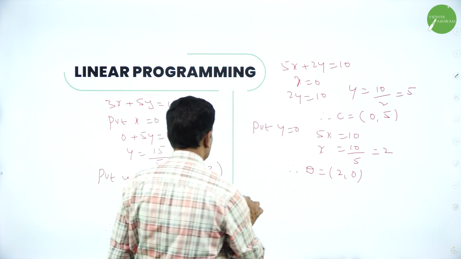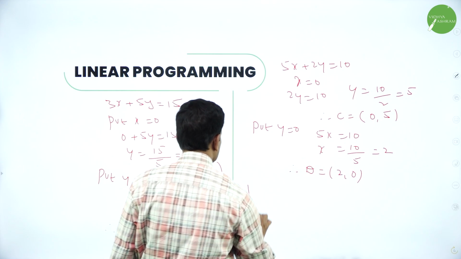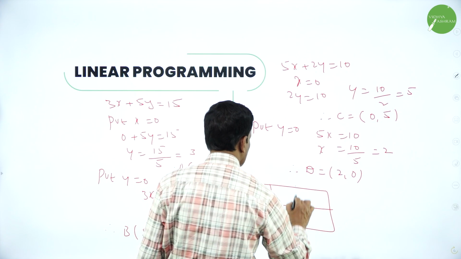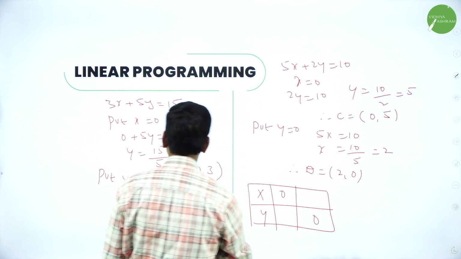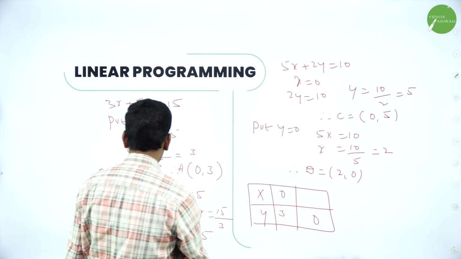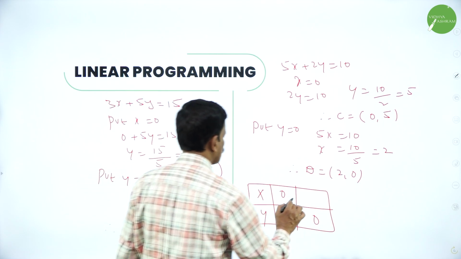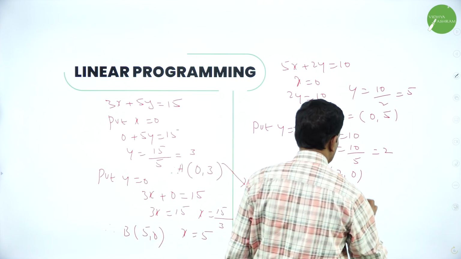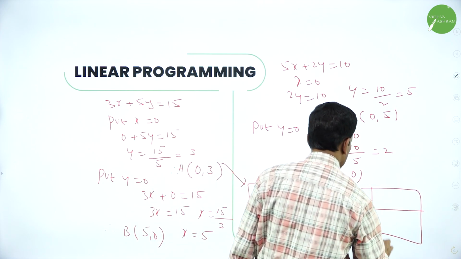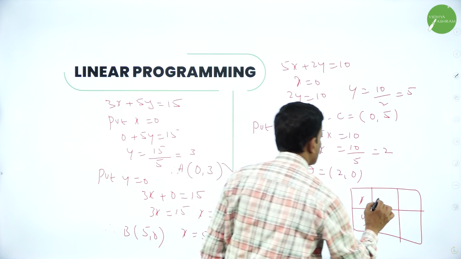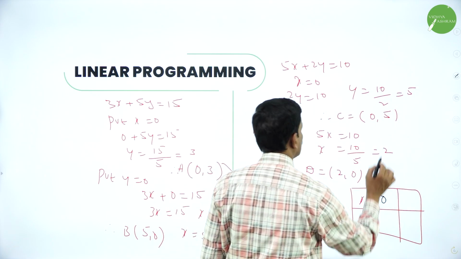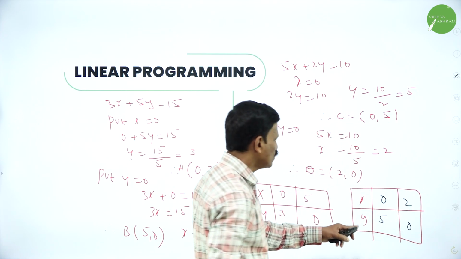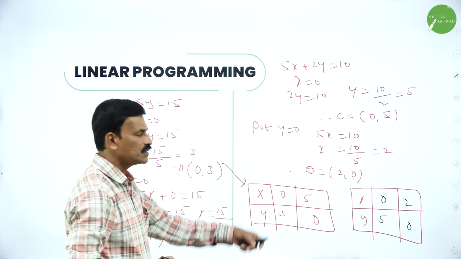So what are the points we got for the first line? This is x, y. When x is 0, y is equal to 3. When y is equal to 0, x is equal to 5. This is for the first line, right? And for the second equation, what are the points we have? So x, y. When x is 0, what is y? y is equal to 5. When y is 0, x is equal to 2. 0 comma 5, 2 comma 0, 0 comma 3, 5 comma 0.